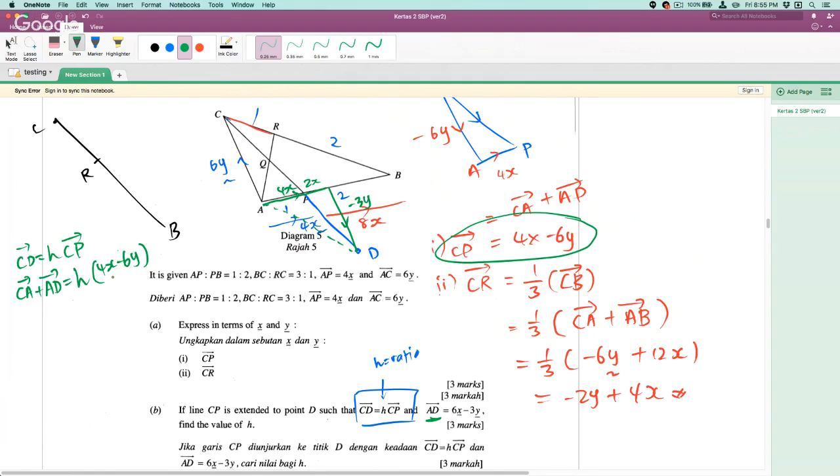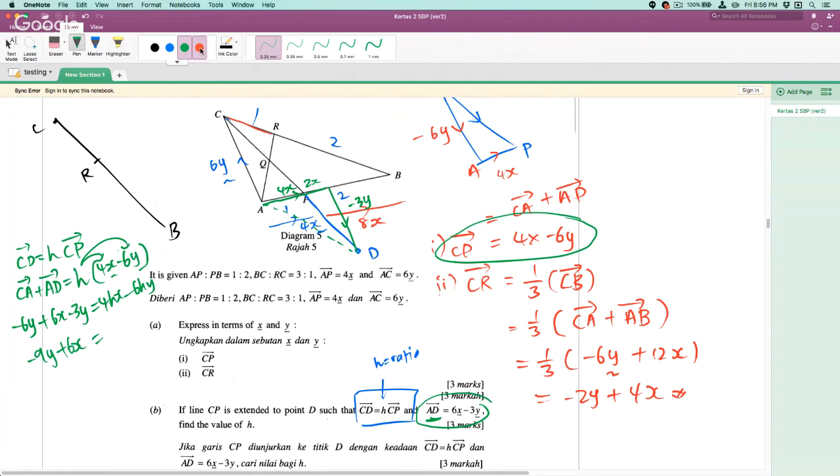So I have CA. CA is negative 6y. And I have AD, which is over here, plus 6x minus 3y, equals to, I multiply h into it, 4hx minus 6hy. Then I will join the y and y together. So minus 3 and minus 6, I get minus 9y. I can't erase again. So this is minus 9y plus 6x equals to this thing.